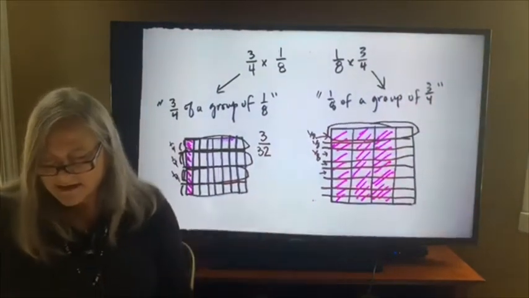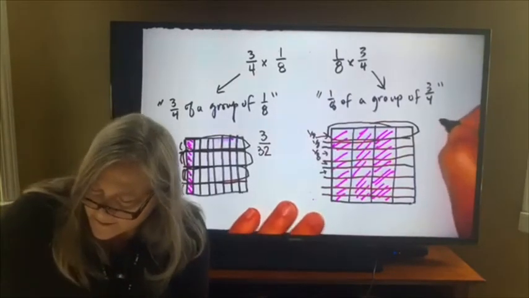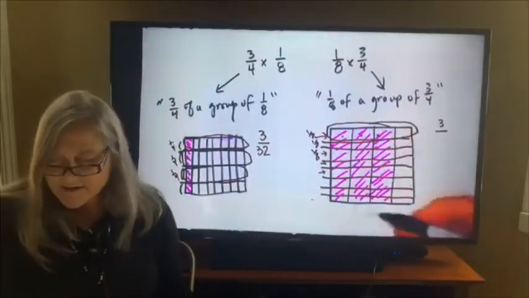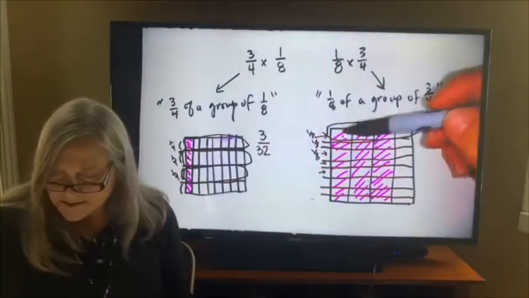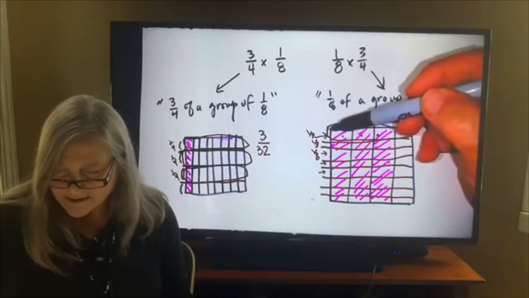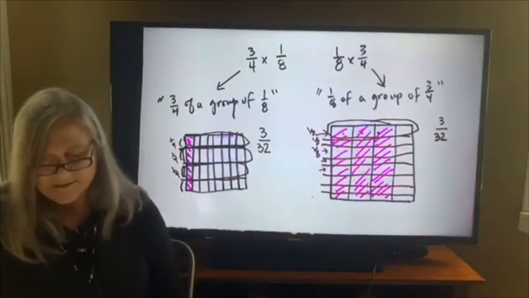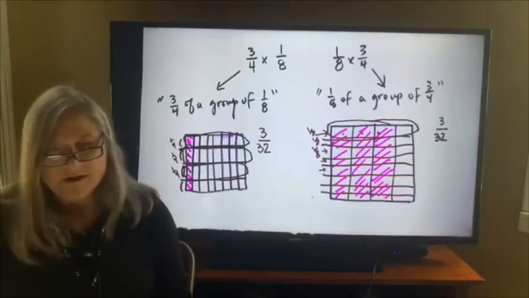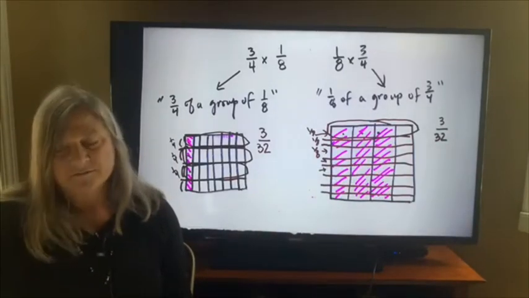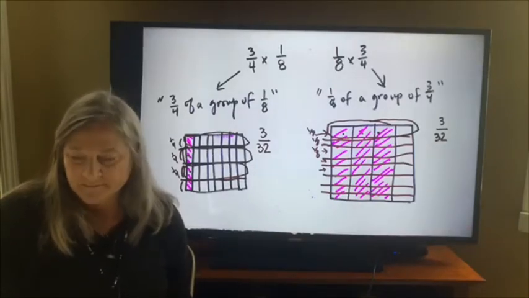So how many of those pieces are colored out of that 1/8? So we have 3 that are colored. 1, 2, 3. And now we have to give it its name. So what is its name? Well, we have 4 this direction, 4 columns, and we have 8 rows. So that means we have 32 altogether. So again, play around with the directionality of your problem when you're doing multiplication of fractions, because sometimes it just seems easier going the other direction.